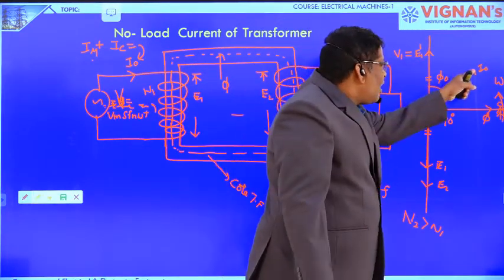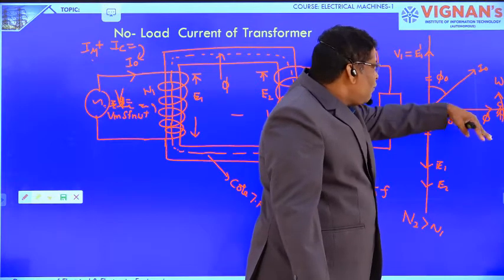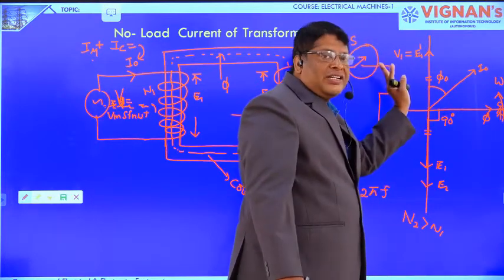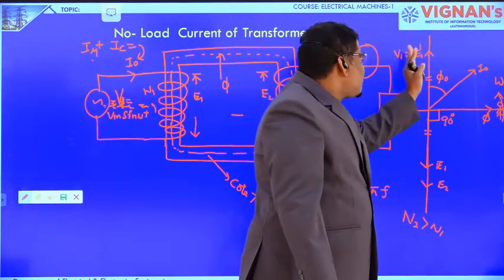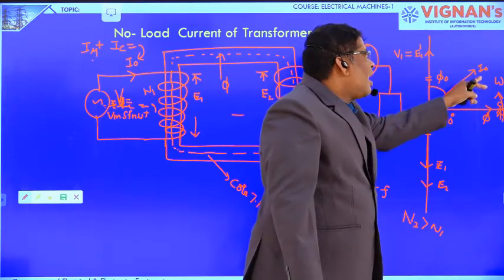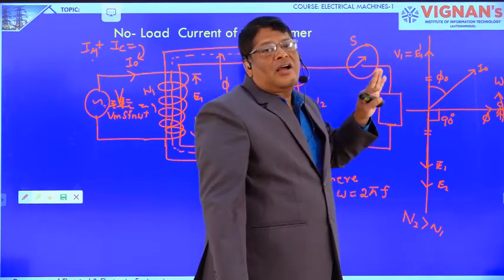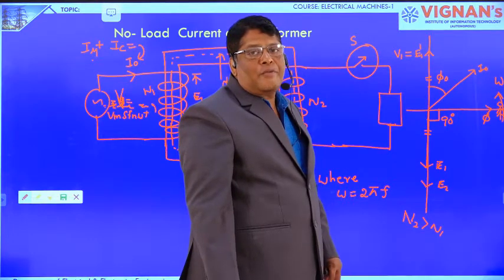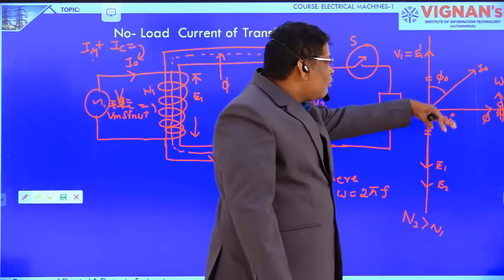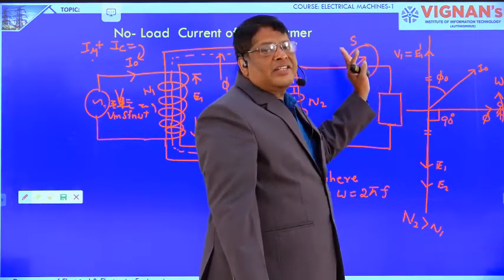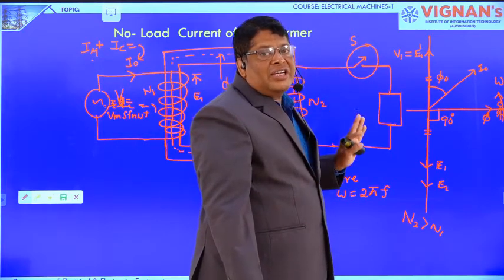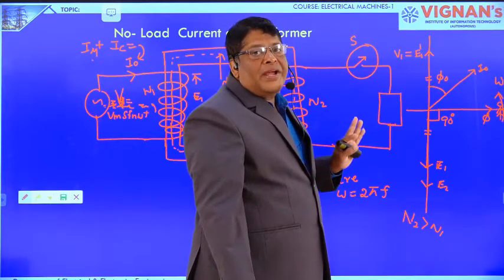Now we have taken I0 here, because if the phasors are rotating in the anti-clockwise direction, after some time of crossing V1, I0 will cross any point. All phasors are rotating anti-clockwise with the same angular velocity, 2 pi f.